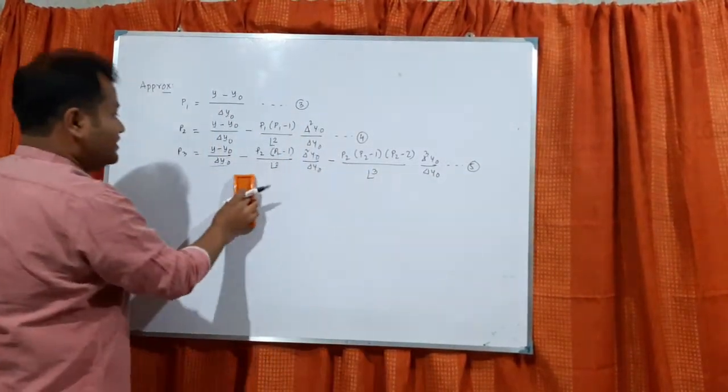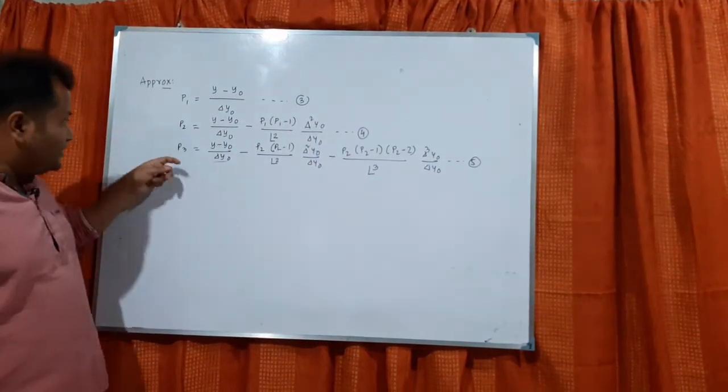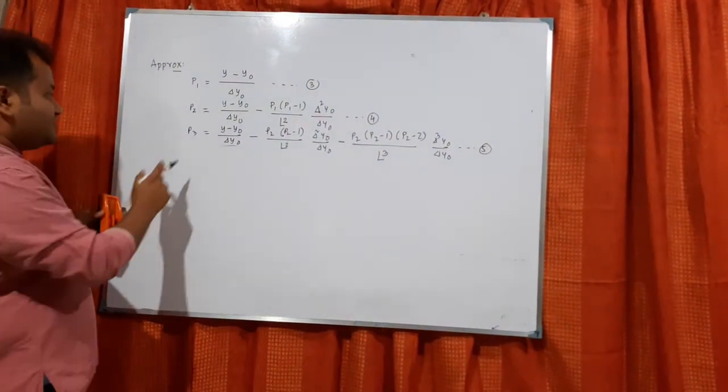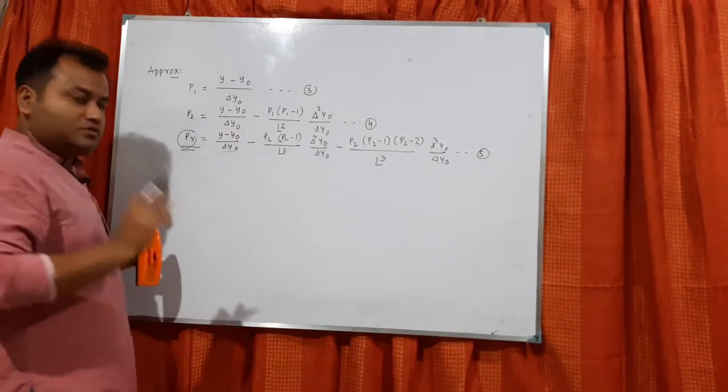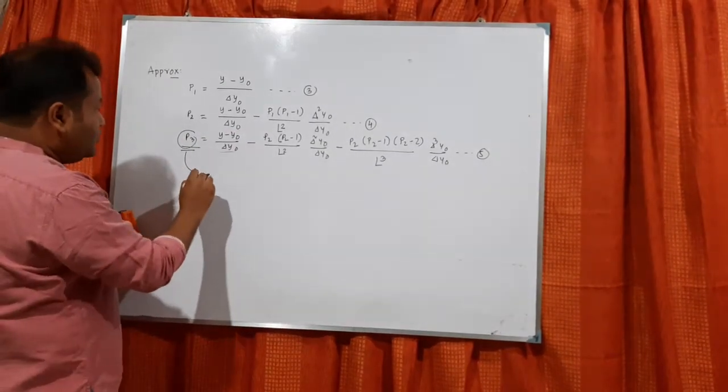Like this we can proceed, and what will be the last value? Say P3 is the last value; we can stop here, suppose. Then this P3 will be p.